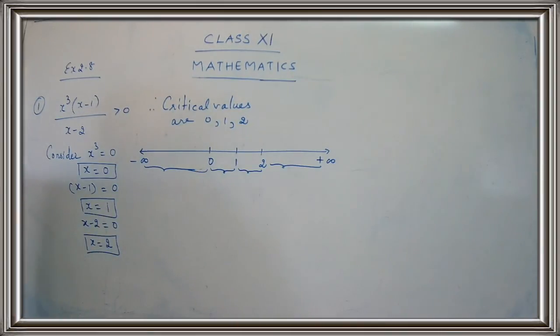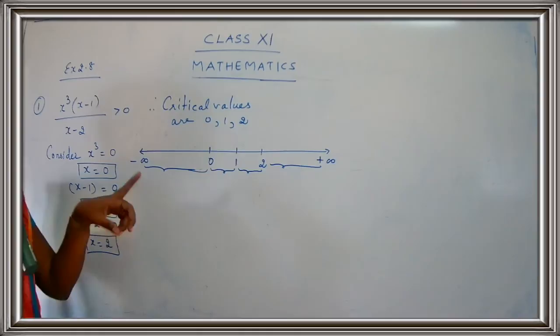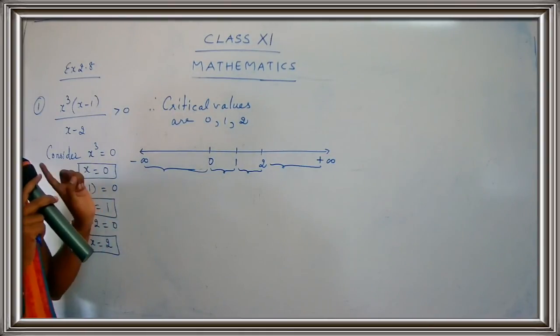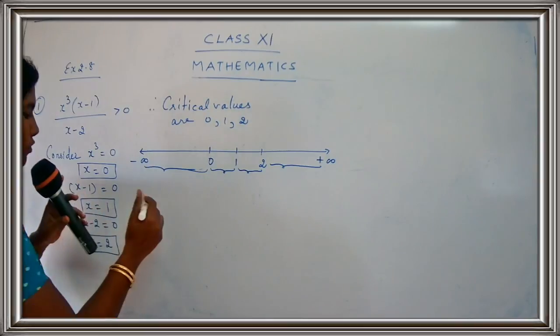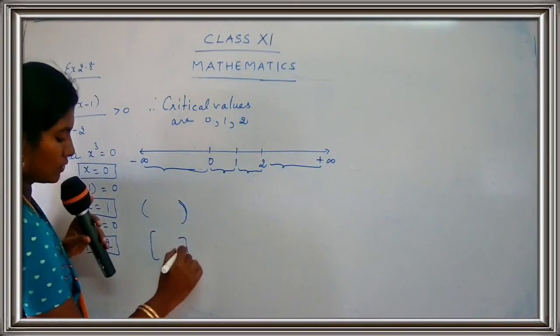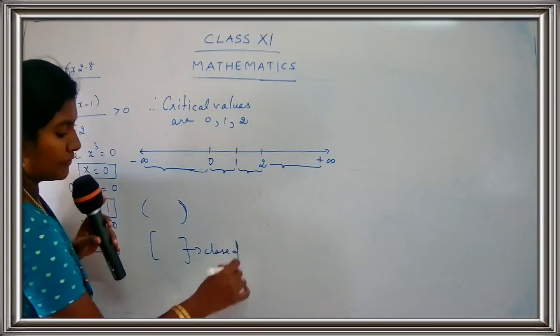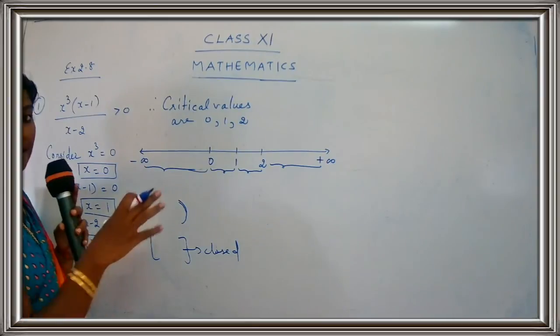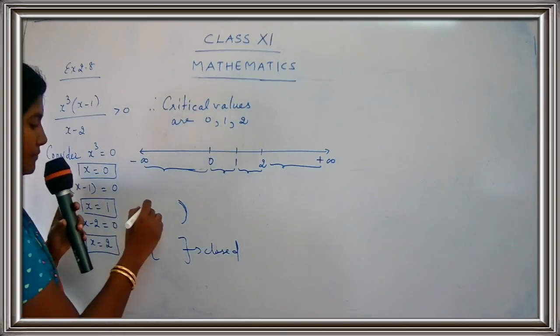I have told you that whenever you write an interval, try to use an open bracket. No need to use a closed bracket. This is called an open bracket, and this we call a closed bracket. Do you know the difference? Closed bracket means the numbers are included, and open means the numbers are excluded. The end numbers are excluded.